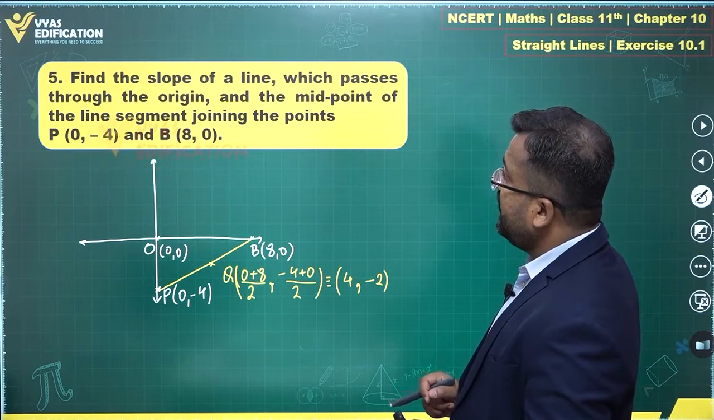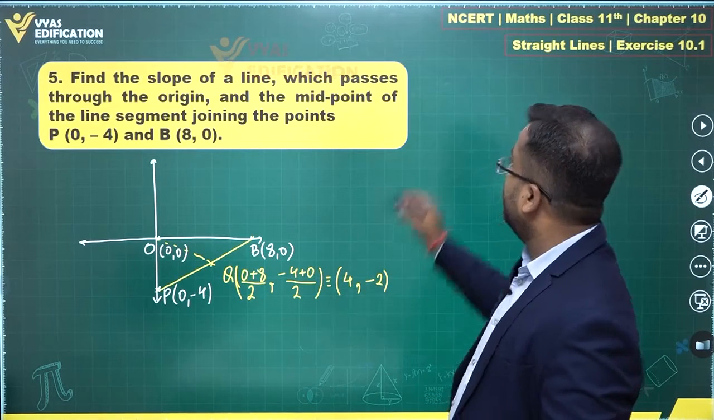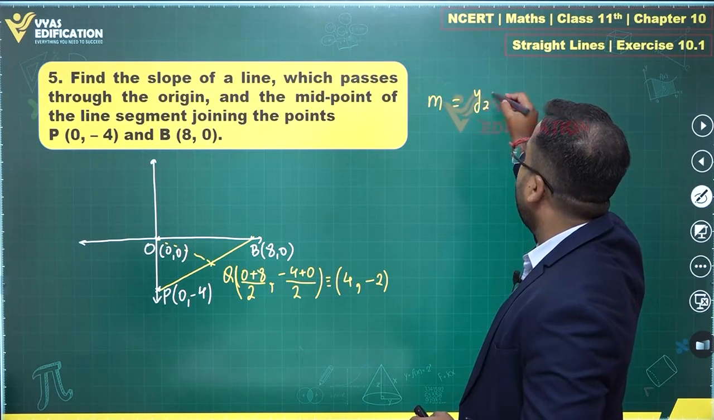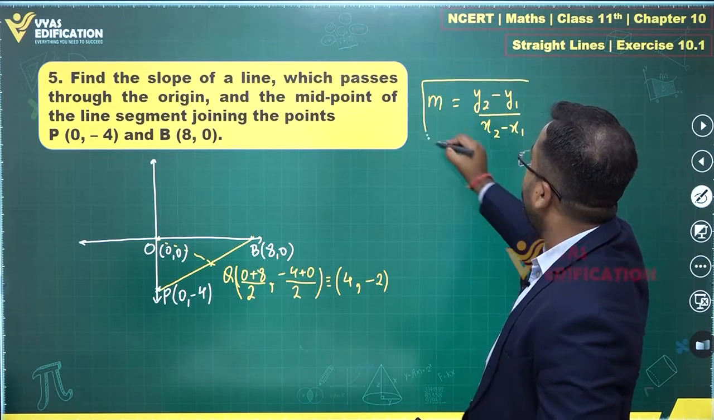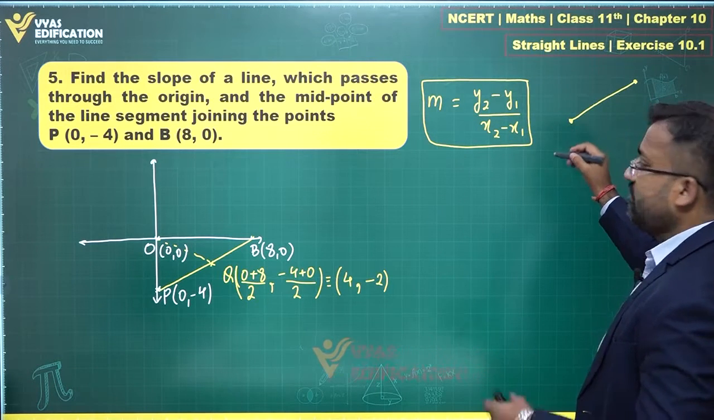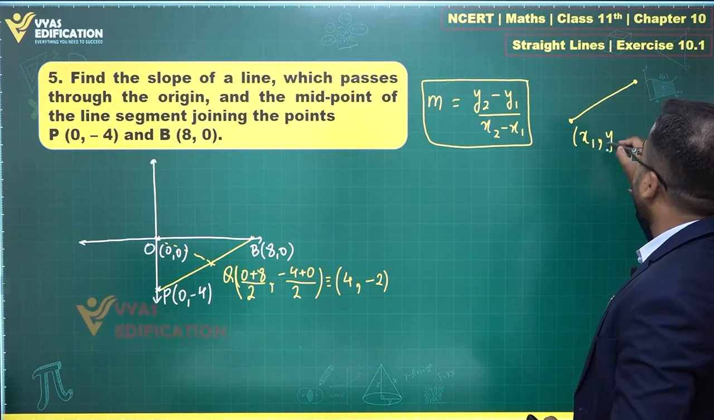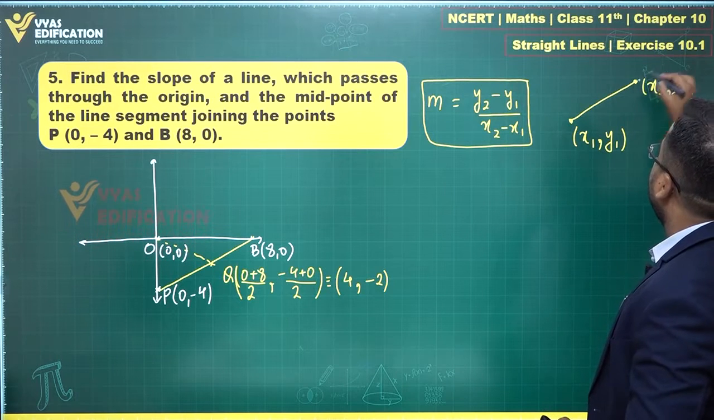And next we are asked to find the slope of this particular line joining this and this. So slope of any line is actually equal to y2 minus y1 upon x2 minus x1, for any line passing through x1, y1 and x2, y2, right?